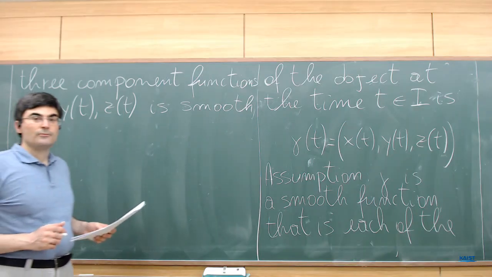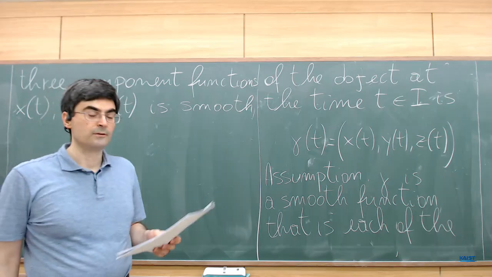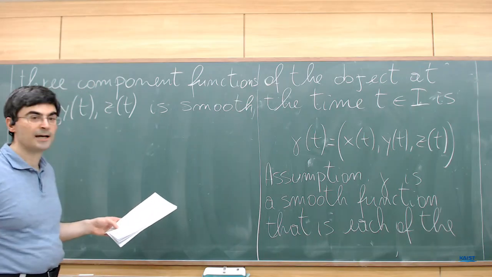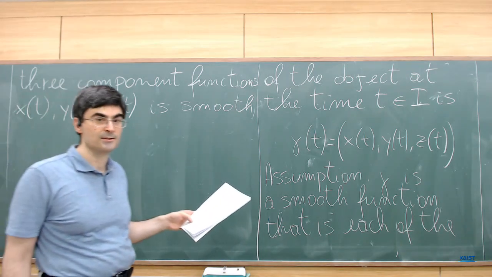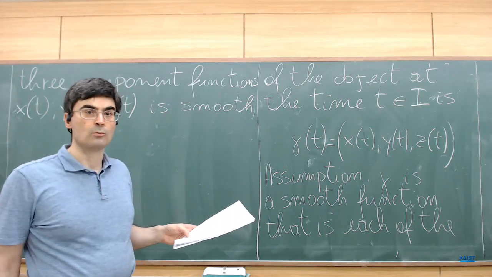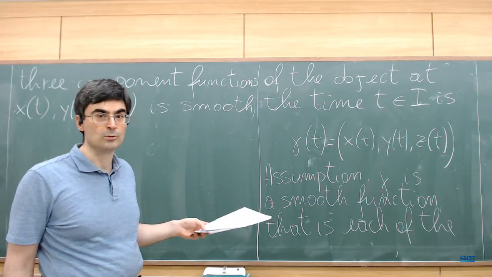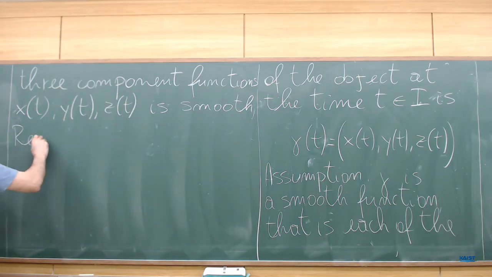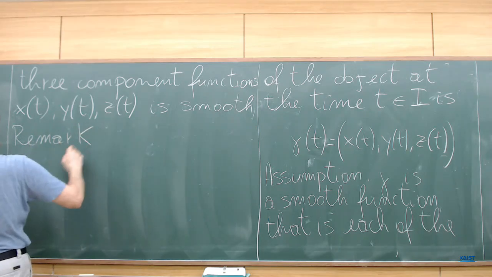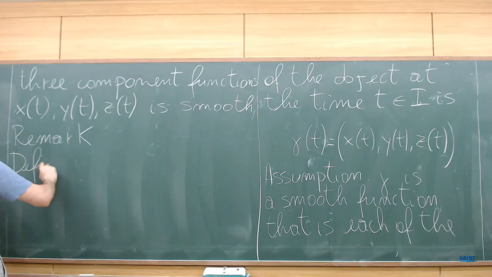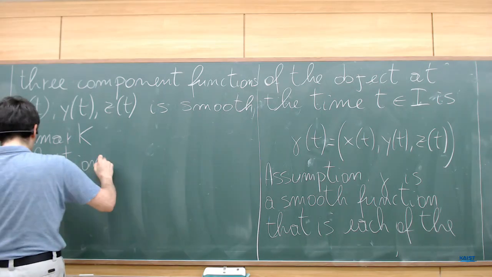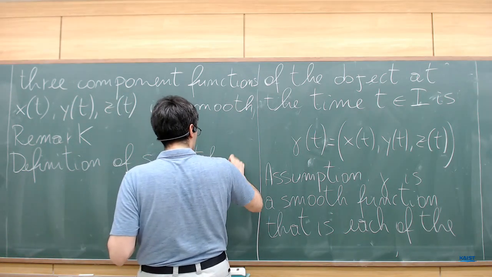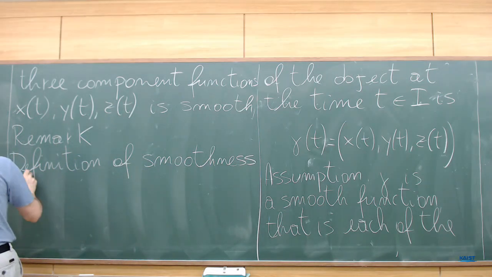I would like to spend a few words about the definition of smoothness at a boundary point. I would like to point out the fact that the interval I we are considering can have boundary points. So what does it mean for a function to be smooth at a boundary point? So let's write a remark, definition of smoothness at a boundary point.